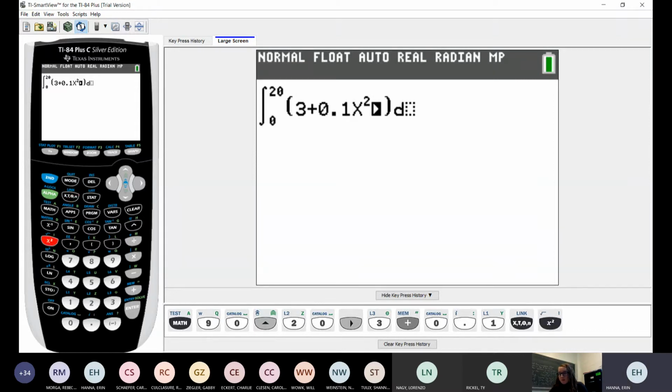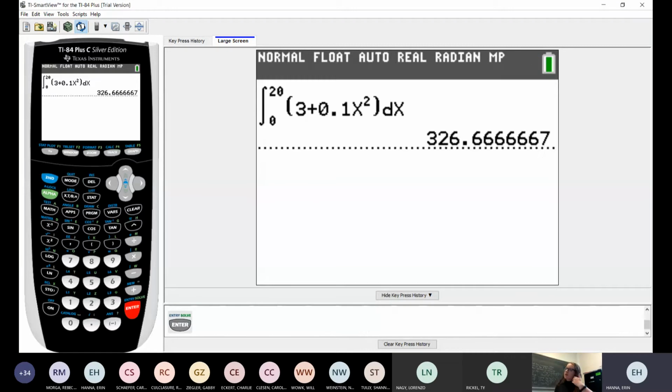You need to square that, scroll over, and hit the variable button again. Again, I don't care that the original problem was a T. We can type it in as X on our calculator, hit enter. You should get 326.6 repeating. If you don't get that, I'm highly concerned, but that's what you should get if you punch that into your calculator.